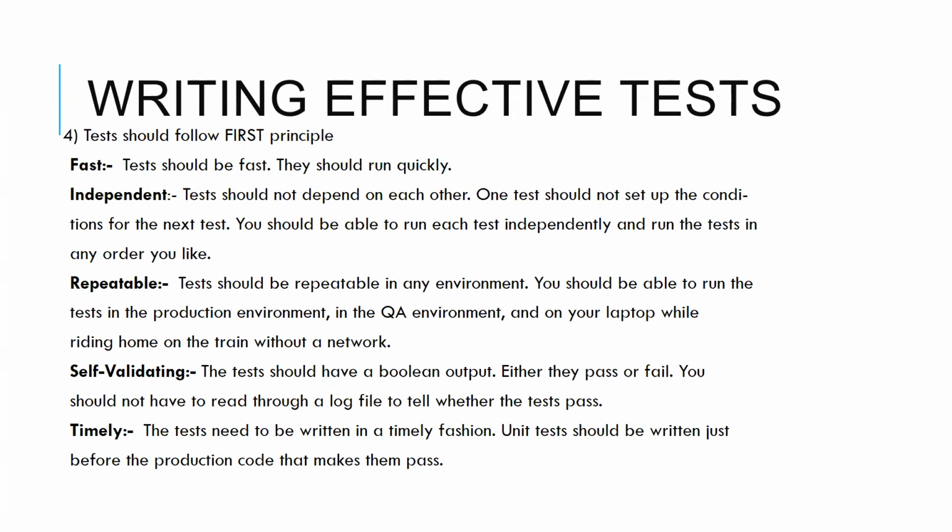That is, the test should always have a Boolean output, that is either they pass or they fail, and you should not have to actually go and read through a log file to see whether your tests actually passed or failed. Also, the T in FIRST actually represents that tests should be written in a timely fashion. That is, unit tests should be written just before the production code, and a passing unit test should clearly mention that the production code is correct.